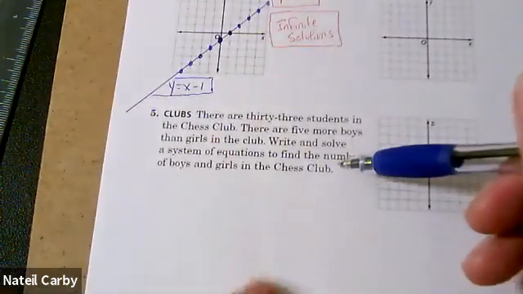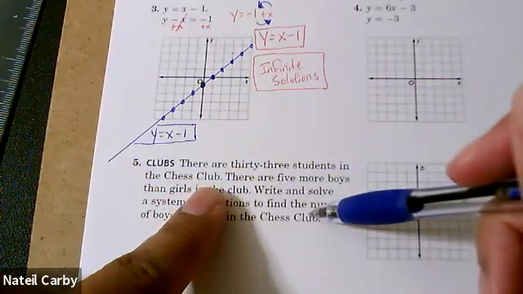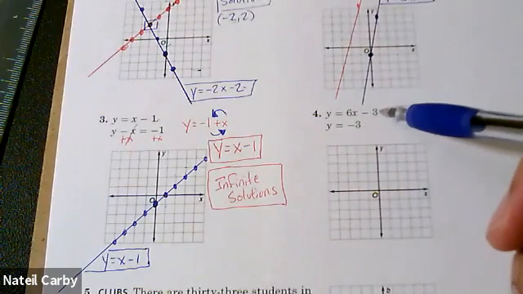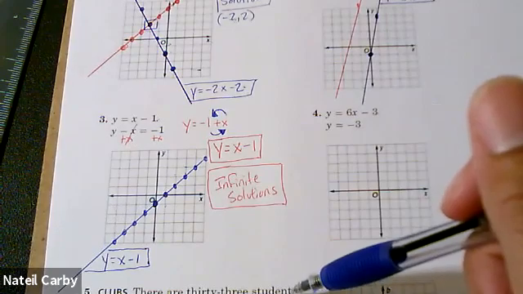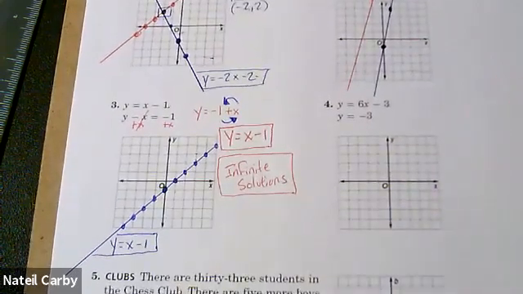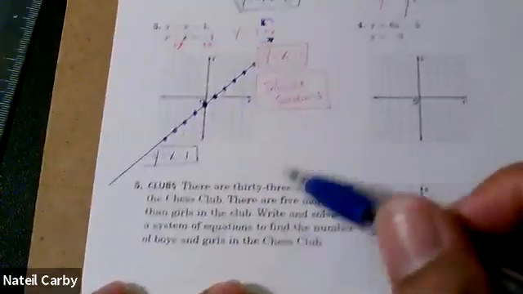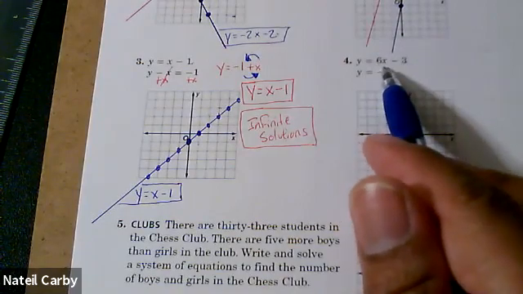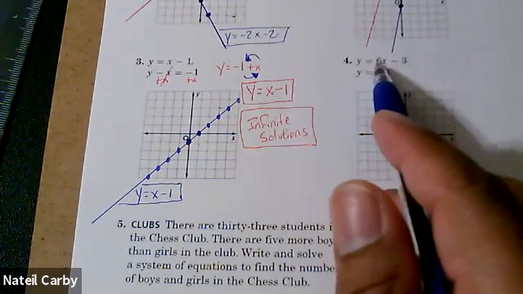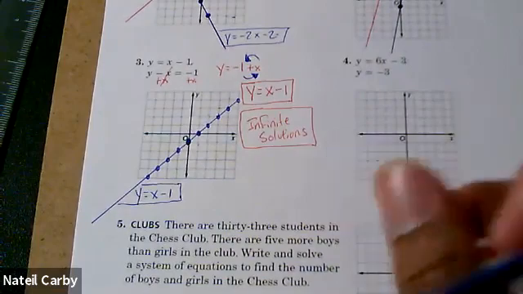Now let's get to a word problem. When you have a word problem, you got to read carefully. And once you read carefully, you want to come up with 2 equations that you can graph based on the word problem. Write them in slope intercept form so that you can graph them immediately. So let's go.